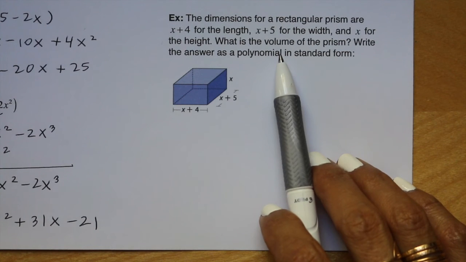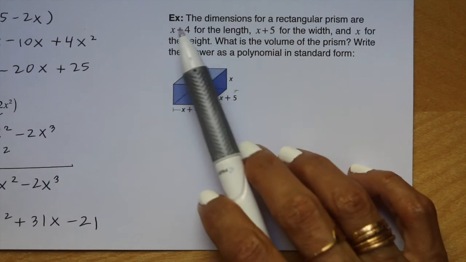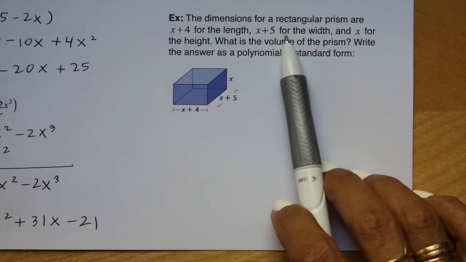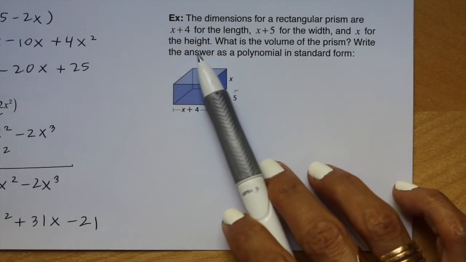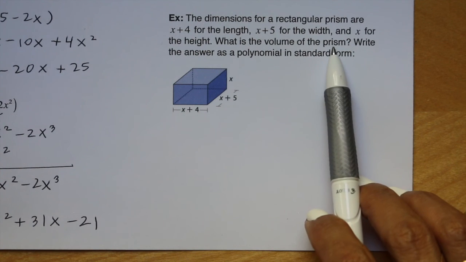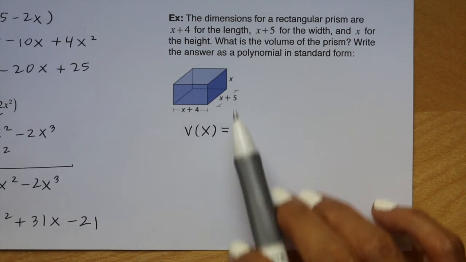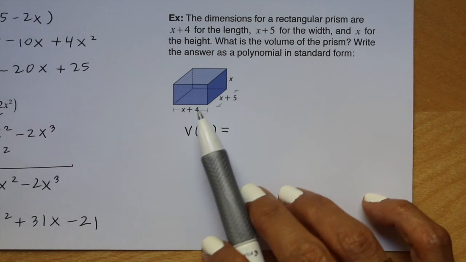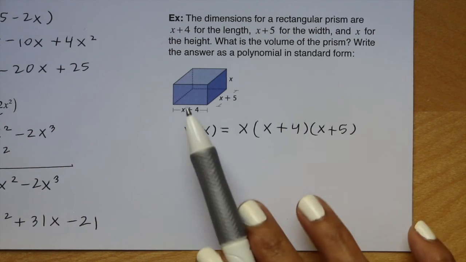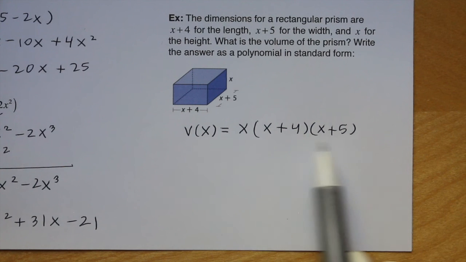This example says the dimensions for a rectangular prism are x plus 4, x plus 5, and x for the height. What is the volume of the prism? And then write the answer as a polynomial in standard form. So volume of a rectangular prism is going to be length times width times height. So I just took these expressions and we're going to multiply them out.